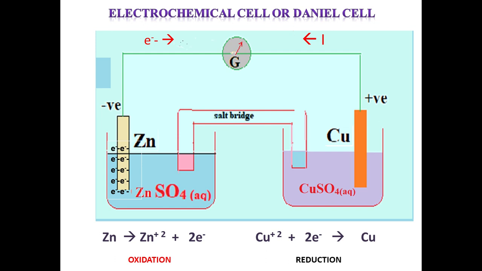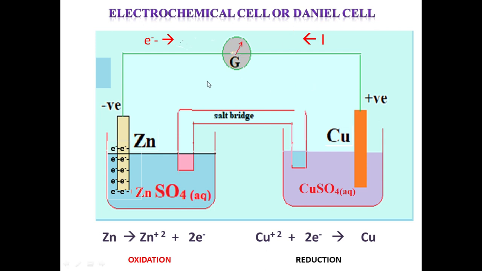In this manner, the Daniell cell works. As time passes, the thickness of the zinc electrode goes on decreasing. After some time, the zinc electrode is completely dissolved inside the solution, the reaction will stop, and there is no production of electricity.